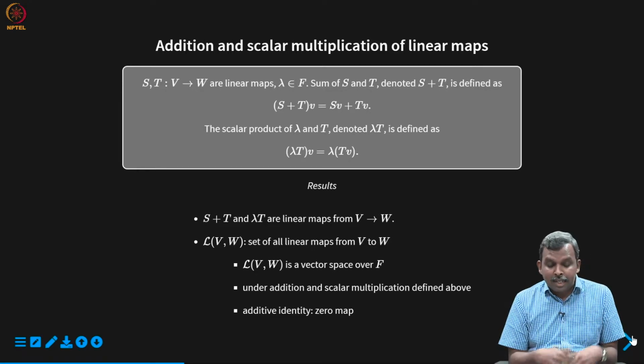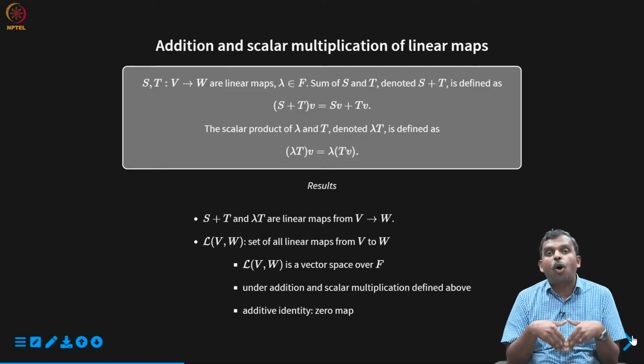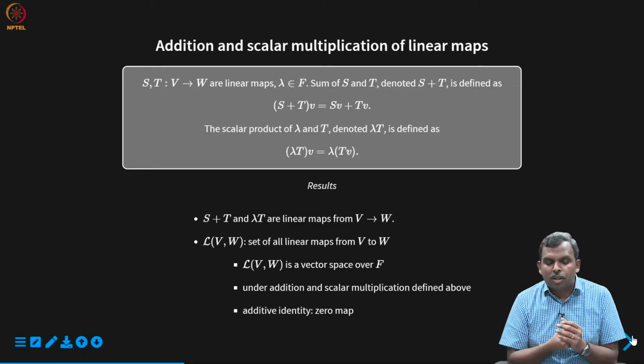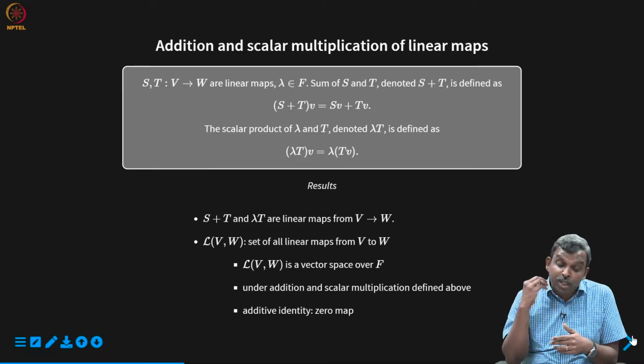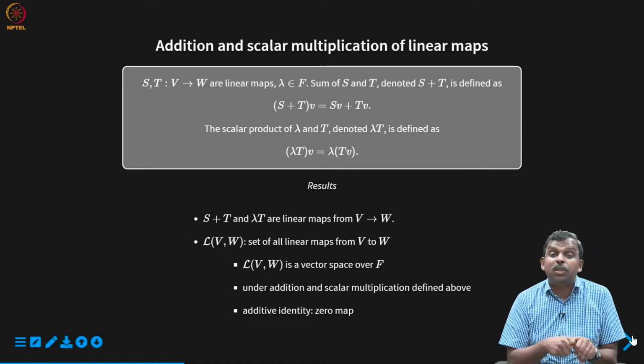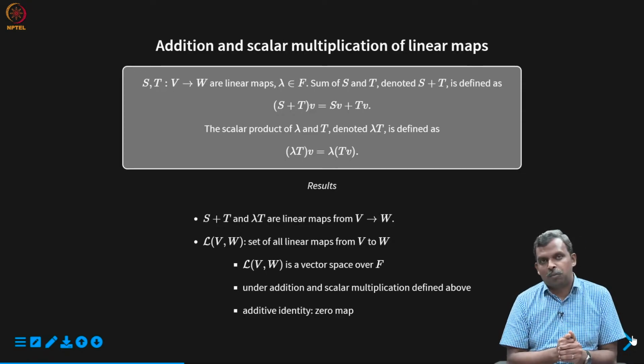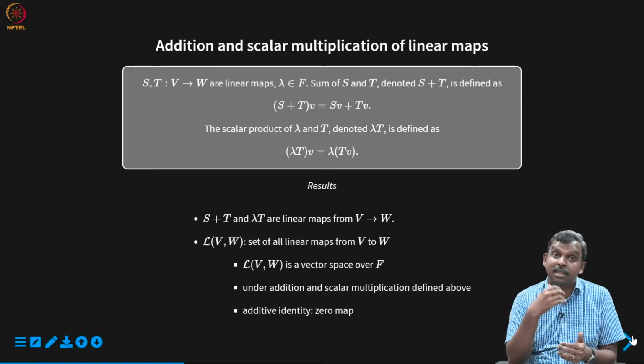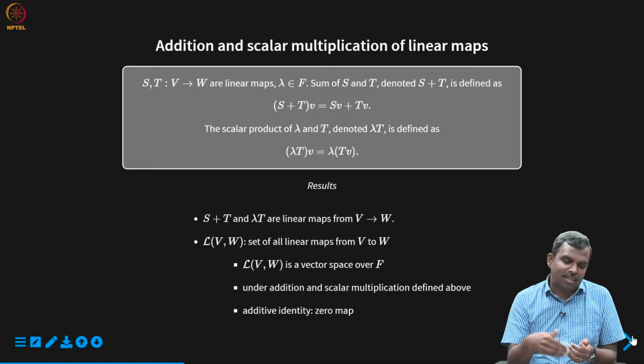Then there is this interesting set you can consider, L of V comma W, which is the set of all linear maps from V to W. There are many linear maps, and the set of all possible linear maps you can put into this set L of V comma W. You can show that this L of V comma W is in fact a vector space over F under the addition and scalar multiplication that have been defined here. In fact, the additive identity will be the 0 map. All of these things you can do.